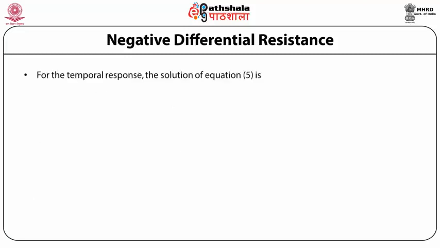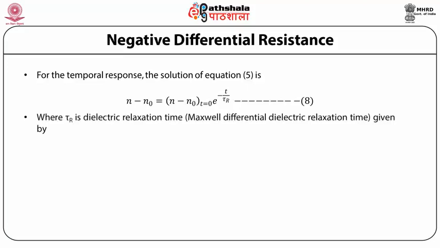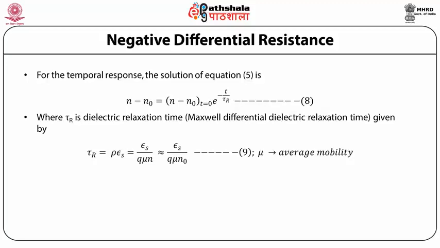For the temporal response, the solution of equation 5 is given by n minus n₀ equal to n minus n₀ at t equal to 0 e to the power minus t by τ_r, where τ_r is the dielectric relaxation time or the Maxwell dielectric relaxation time given by τ_r equal to ρε_s, equal to ε_s by q μ̄ n, equal to ε_s by q μ̄ n₀, where μ̄ is the average mobility.